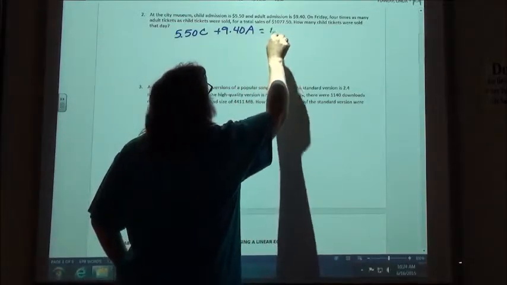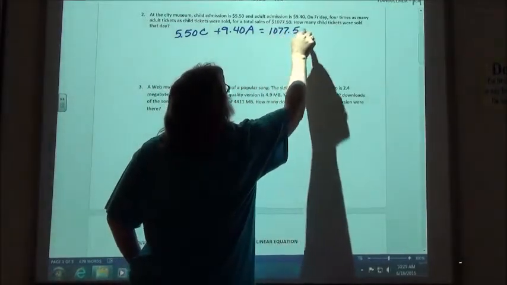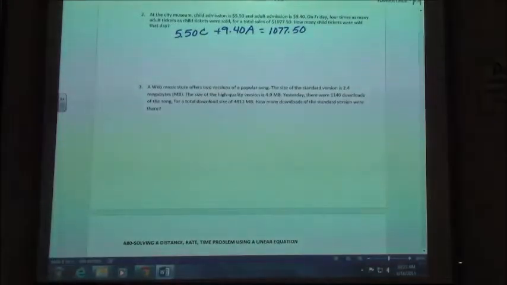Our total sales, $1,077.50, would be our first equation. Our other equation this time doesn't have to do with a total. It says on Friday, 4 times as many adult tickets as child tickets were sold. So again, when you're reading through that, whatever's mentioned first is the variable that's going to be set equal to something. Which one was mentioned first?